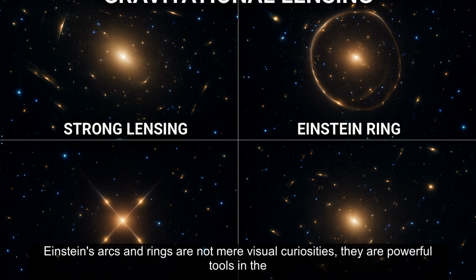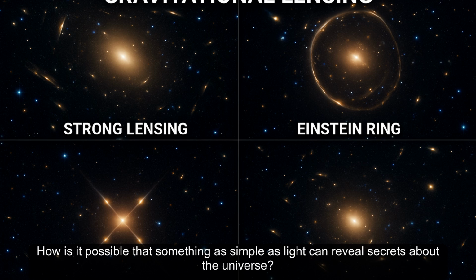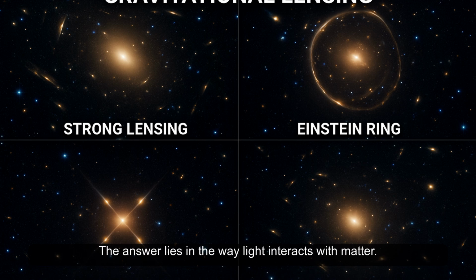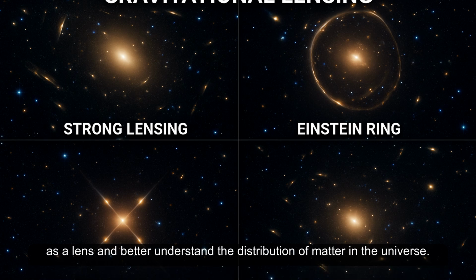Einstein's arcs and rings are not mere visual curiosities. They are powerful tools in the exploration of the cosmos. How is it possible that something as simple as light can reveal secrets about the universe? The answer lies in the way light interacts with matter. When astronomers observe these distortions, they can analyze the mass of the object acting as a lens and better understand the distribution of matter in the universe.